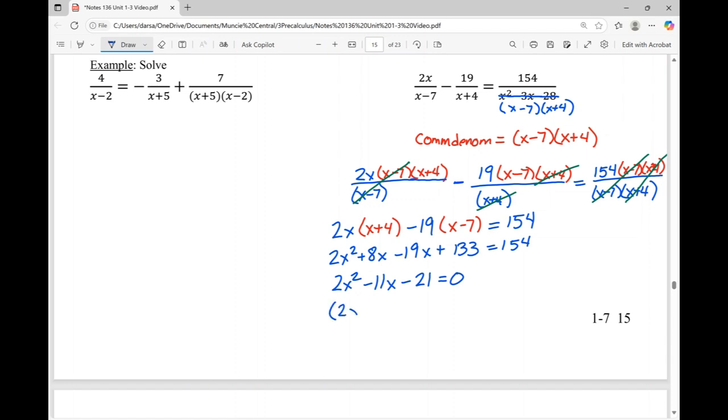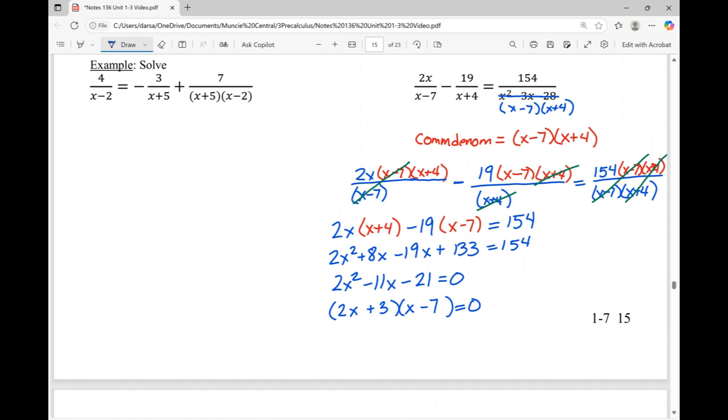We'll go ahead and factor this. So what two numbers multiply to 2? 2x and 1x multiplied to 2x squared. What two numbers multiply to negative 21? Well, a negative 7 and a positive 3. We'll check our outer-inner. We have 3x minus 14x is negative 11x, which is what we have in the center here. So this is correctly factored.